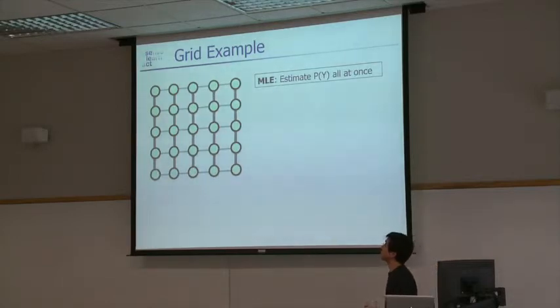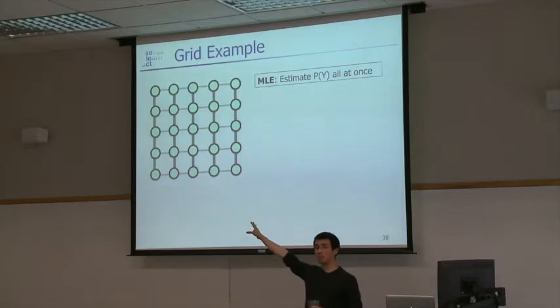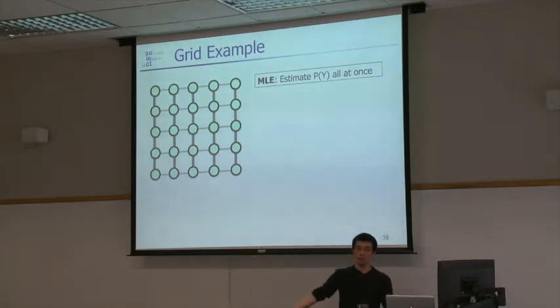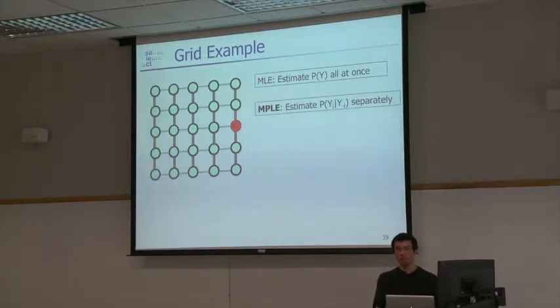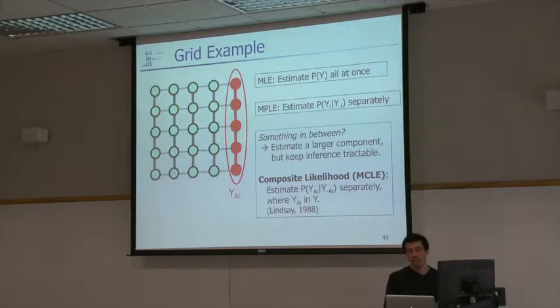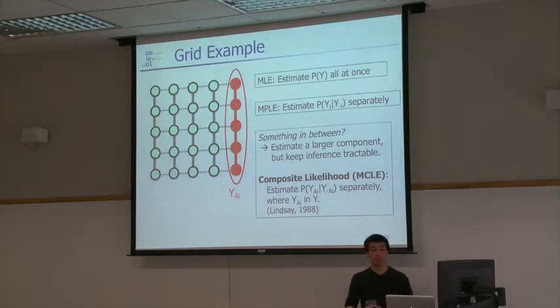Max likelihood says that we want to have this model, and we want to estimate all of the parameters, the entire model, at once. Max pseudo-likelihood says essentially that we take every single variable individually, and we want to estimate its distribution given its neighbors separately. But you can, of course, imagine interpolating between these two extremes. And that's what composite likelihood is going to do.